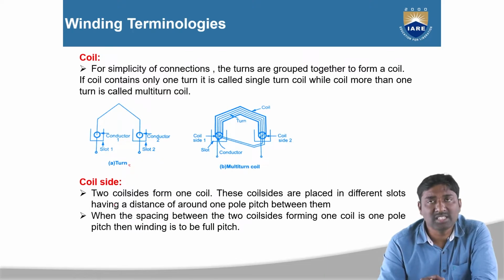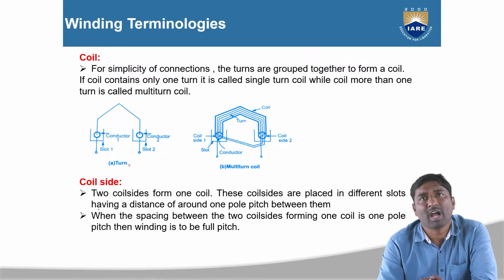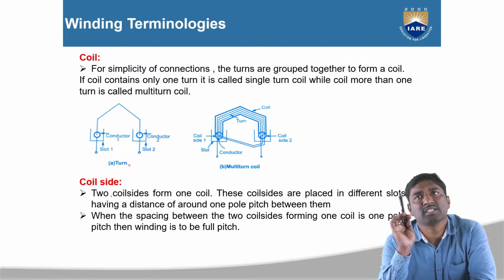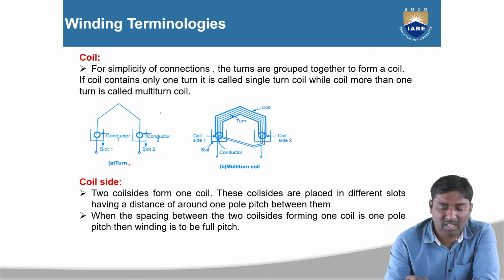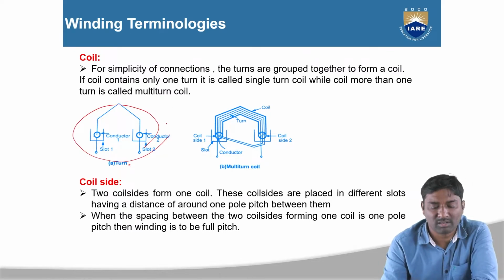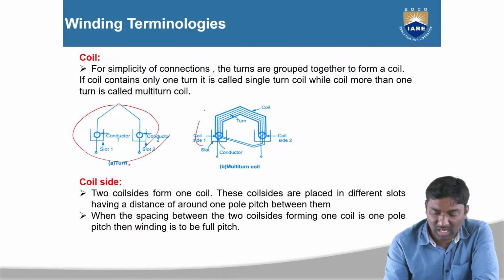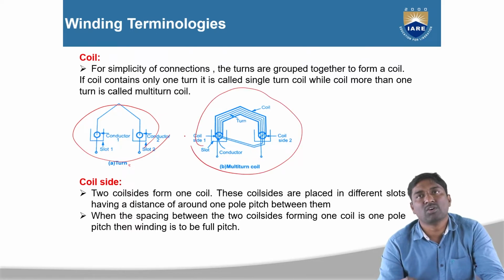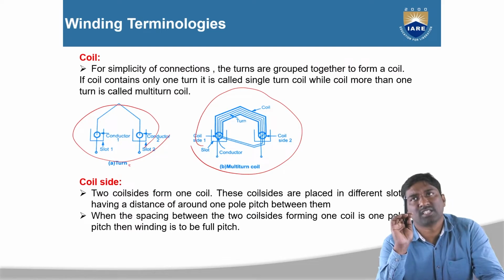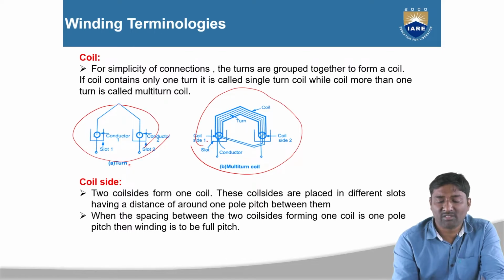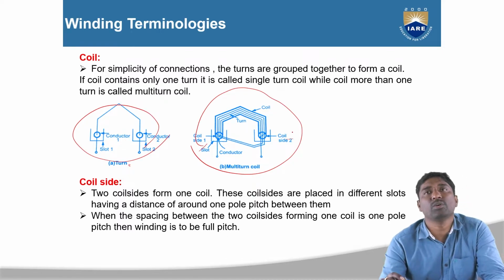And coil side. So we have two coil sides from one coil. So this totally is called what? This is the coil. This is the singleton coil. This is the multi-turn coil. So each coil has two coil sides, that is coil side 1 and coil side 2.